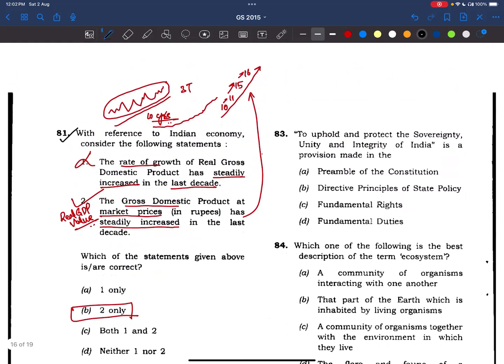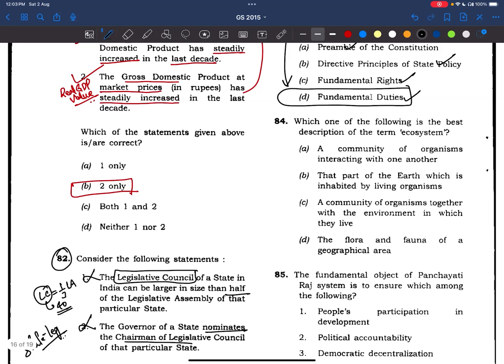Now let's go to the 83rd question. To uphold and protect the sovereignty, unity, and integrity of India is a provision made in. This is a very silly question, friends. The correct answer is fundamental duties. So see here, the preamble, DPSPs, fundamental rights, fundamental duties, all these are the most important topics, friends. We have seen many questions repeating in UPSC prelims and other state PCS exams as well. So now let's move to the 84th question.